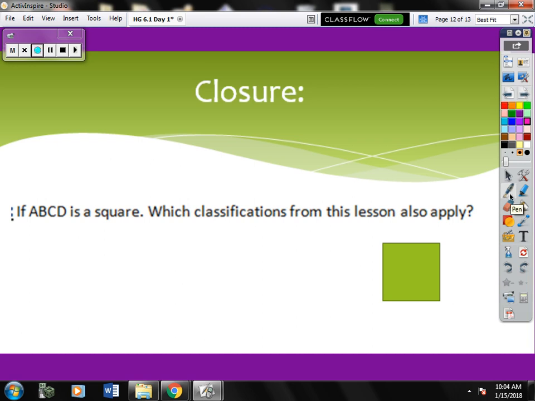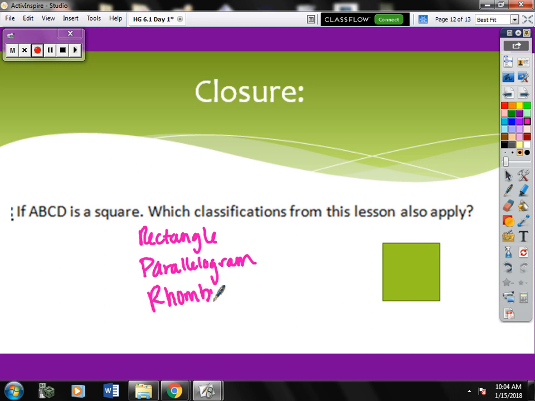A square is technically also a, Marquise? A rectangle. What else? A parallelogram. There's 2 more. Helen? A rhombus. And then the overarching title, Marquise? Quadrilateral.